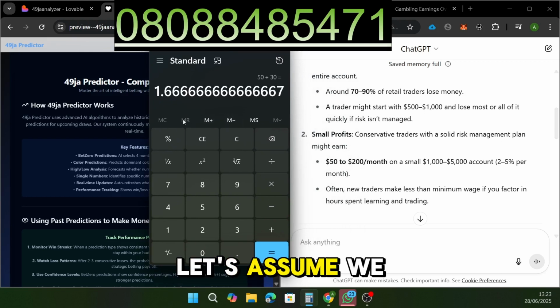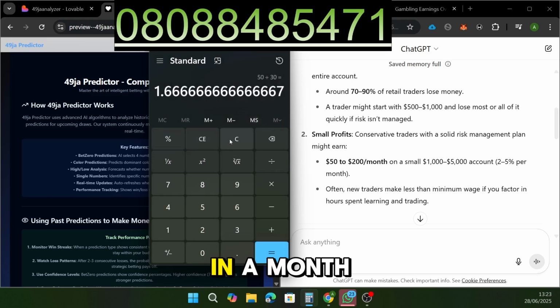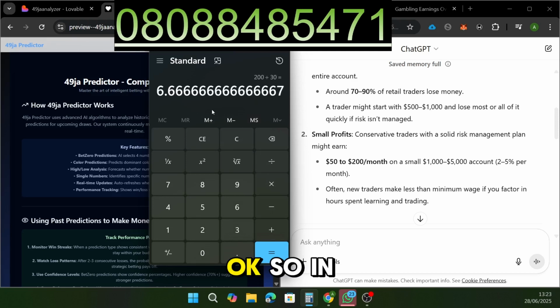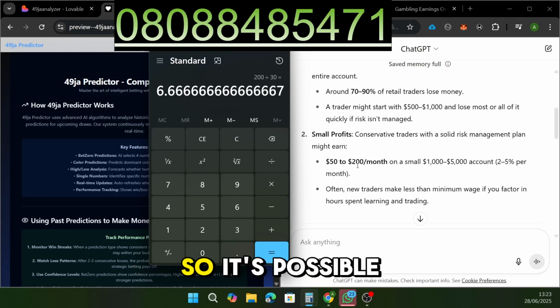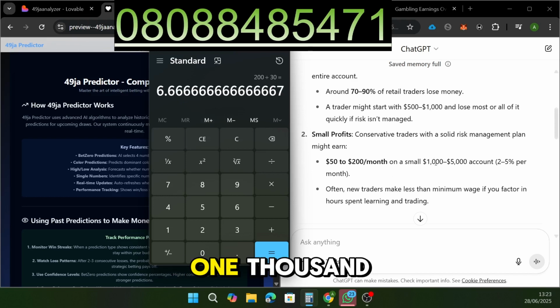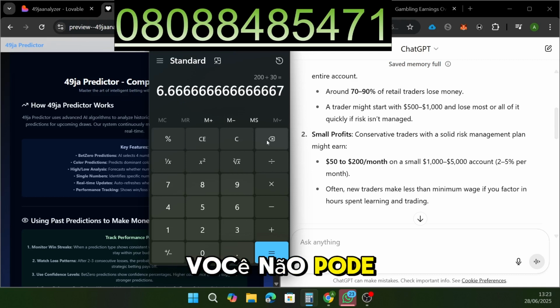So let's assume you want to be making $200 in a month. So let's see, 200 divided by 30. So in a day, our take profit is six, let me just say $7 every day, and you have a balance of $1,000. So it's possible for you to make $7 every day with a balance of $1,000 if you know how to manage your risk very, very well. Yeah, you cannot be winning everything.